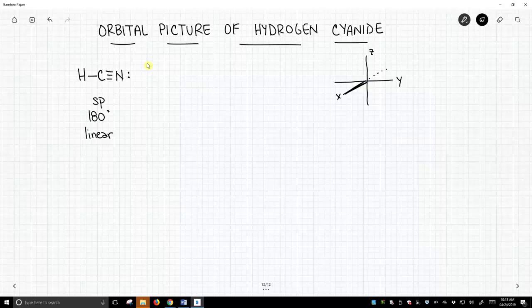We're going to do a quick orbital bonding picture for the molecule hydrogen cyanide, also known as HCN. So on the screen we have hydrogen cyanide, HCN, drawn as a Lewis structure. The carbon is sp hybridized, its bond angle will be 180, and we assign it a linear geometry.